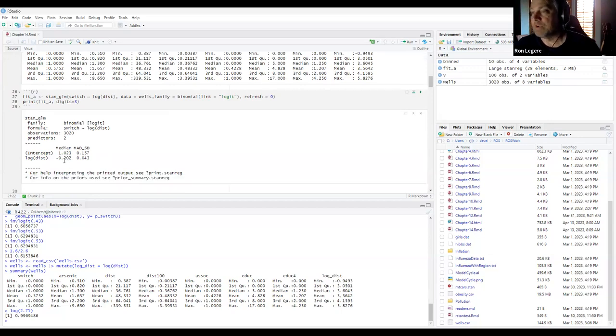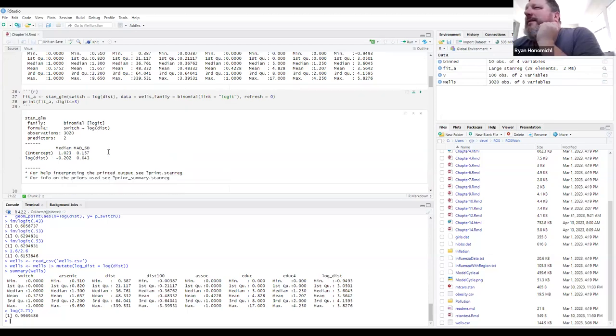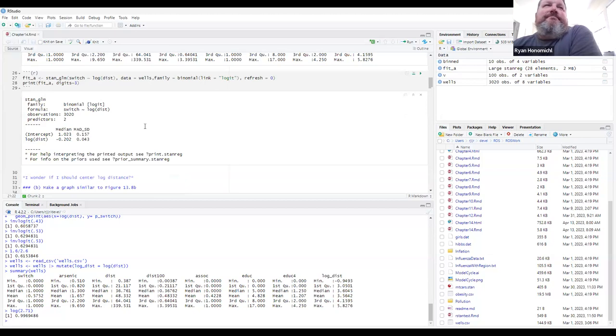So this is the coefficient on the log of the distance. That's the log odds of the log distance. Yeah, exactly. So what is that? I didn't actually think about interpreting that. I did question whether I should center things or not, but I didn't try to think about what that could mean.